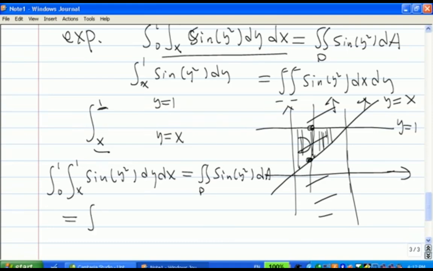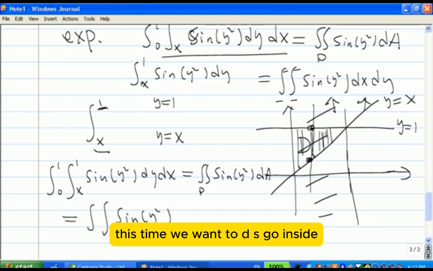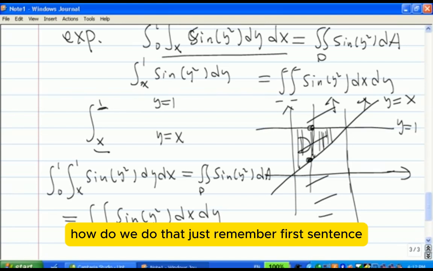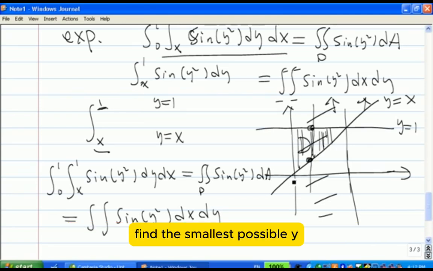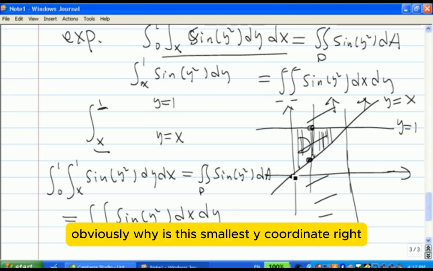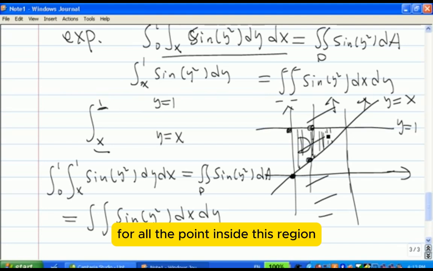Since we know D, we can write this as another iterated integral. This time we want dx to go inside, dy to go outside. How do we do that? Remember, first, look at all the points here. Find the smallest possible y and the largest y for all the points in D. Obviously, y has this smallest y coordinate, and this is the largest y for all the points inside this region. So it's 0 to what? 1.